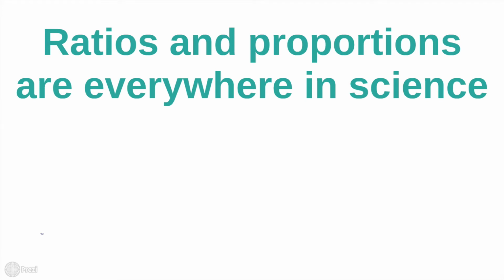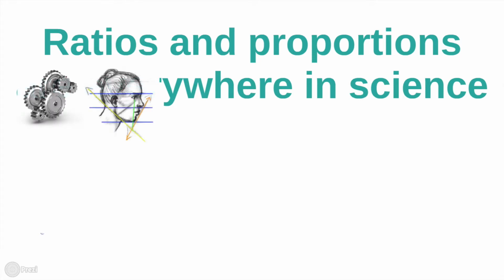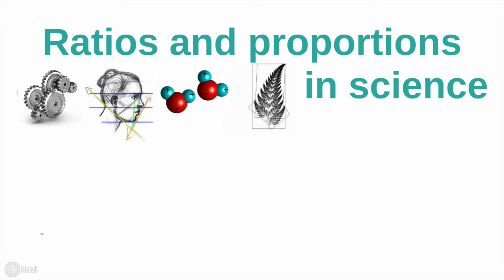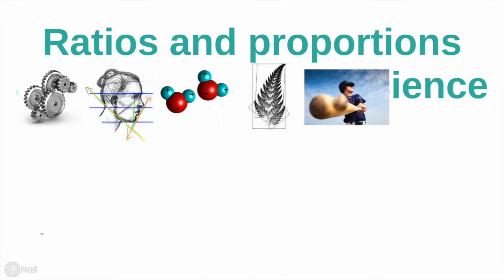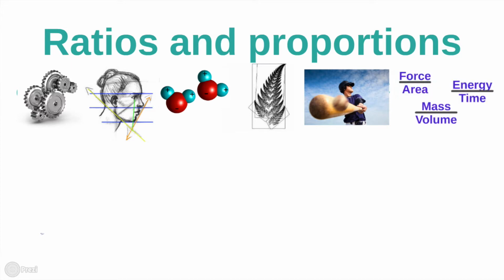As we started to talk about last time, ratios and proportions are everywhere in science. So in order to understand science concepts, we've got to understand them. For example, you find ratios and proportions in gears, in faces and other body proportions, in molecules and the atoms that make them up, in leaf patterns and other biological features, in how far you can hit a baseball, and in pressure, density, and power. All of those are made up of ratios.